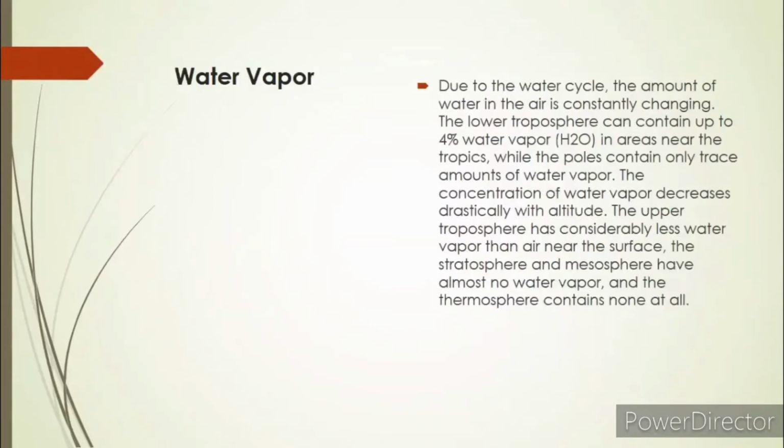Water vapor. Due to the water cycle, the amount of water in the air is constantly changing. The lower troposphere can contain up to 4% water vapor in areas near the tropics, while the poles contain only trace amounts of water vapor. The concentration of water vapor decreases drastically with altitude. The upper troposphere has considerably less water vapor than air near the surface. The stratosphere and mesosphere have almost no water vapor, and the thermosphere contains none at all.